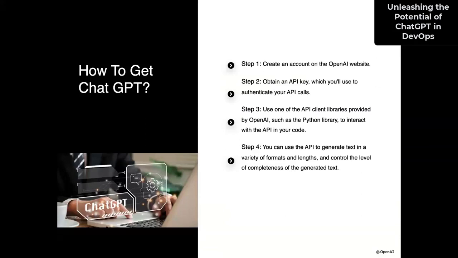So how to get ChatGPT? You should create an account on the OpenAI website. It's going to show you a prompt, which I'm going to show you in a couple of minutes. After that, you are going to see the screen there, and you can write there according to your needs.